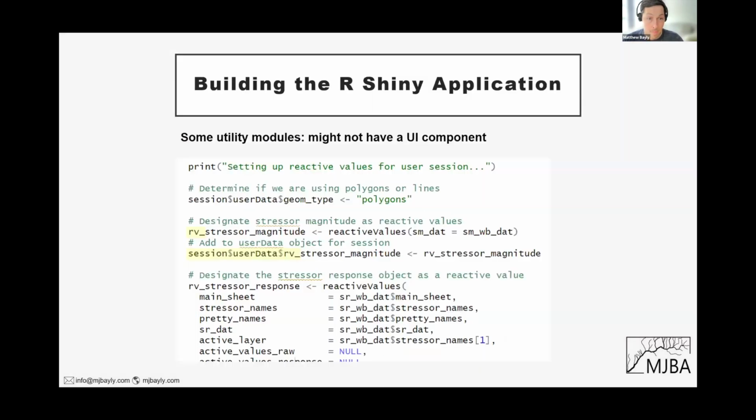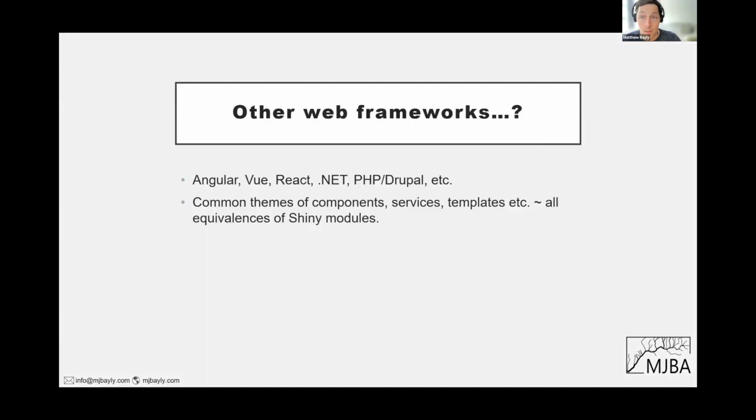This is with the vanilla R Shiny application, where you're not using a larger framework. There are some other utility functions here that also live in modules, but there's no UI component; it's just the server component. Some of this involves defining the reactive values, setting them up for each session, and so on. Thinking back to other web frameworks such as Angular, Vue, .NET, PHP, Drupal, etc., they all use common themes of services, templates, modules, etc. And all of these are equivalent to variations of Shiny modules. So this whole framework and pattern is something that gets repeated all over the software development universe.